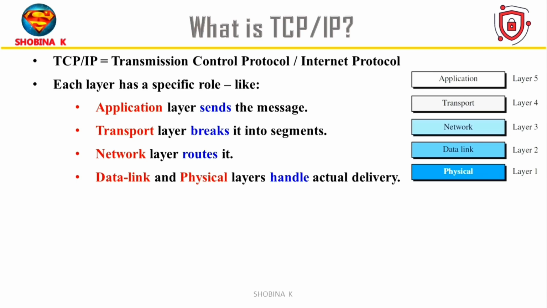The application layer sends the message. The transport layer breaks it into segments. The network layer routes it. The data link and physical layers handle the actual delivery.